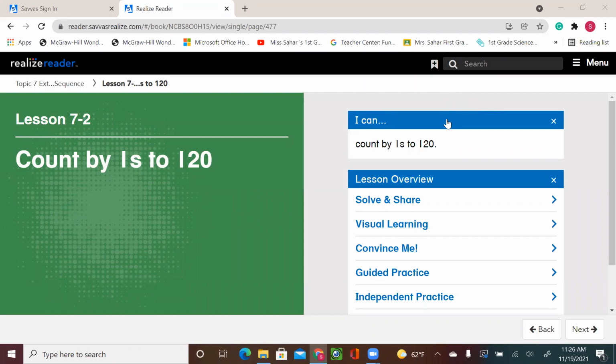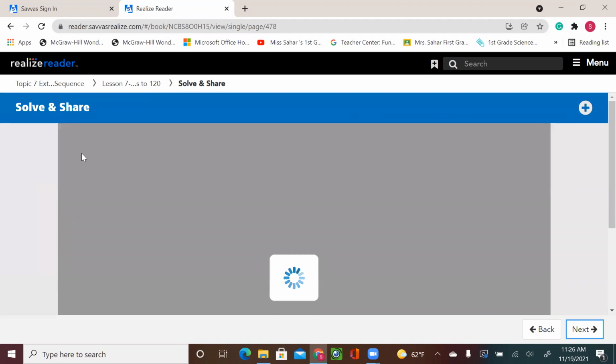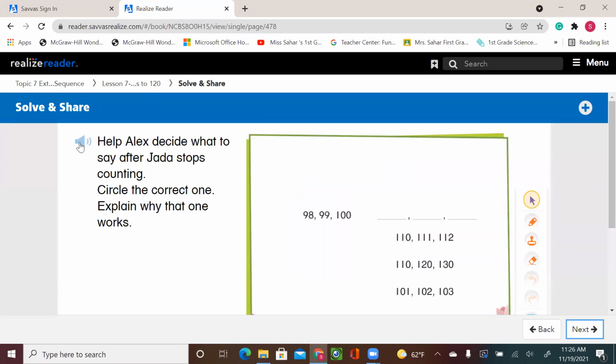Hello, first graders. Welcome to a new math lesson. We're still in topic 7. Today's lesson 2, count by ones to 120. In the previous lesson, we learned how to count by tens, so the 10 frames. Let's see what we have today.